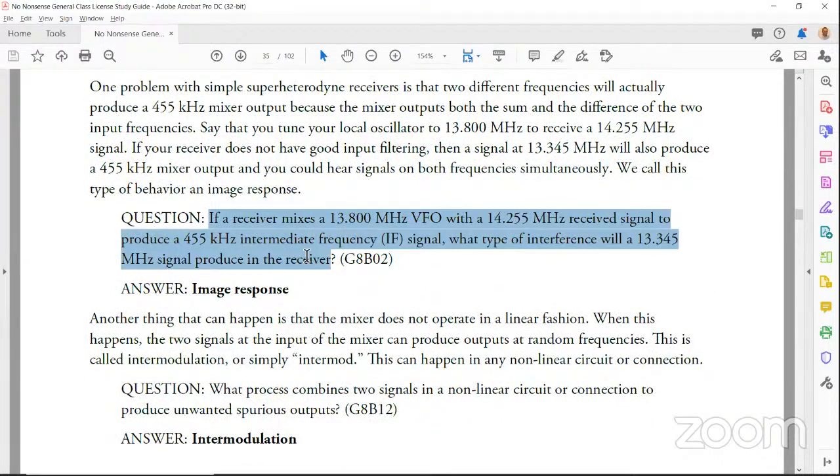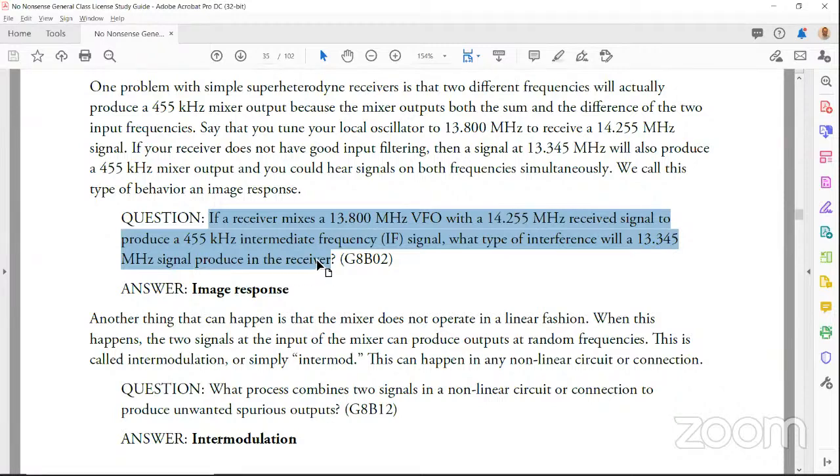Next question in the question pool. If a receiver mixes a 13.800 megahertz VFO with a 14.255 megahertz received signal to produce a 455 kilohertz intermediate frequency IF signal, what type of interference will a 13.345 megahertz signal produce in the receiver?